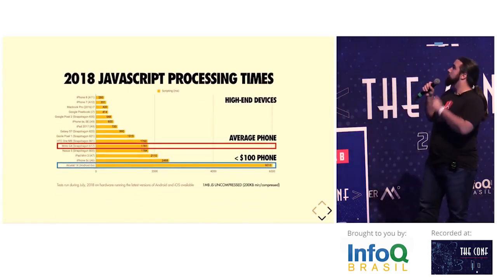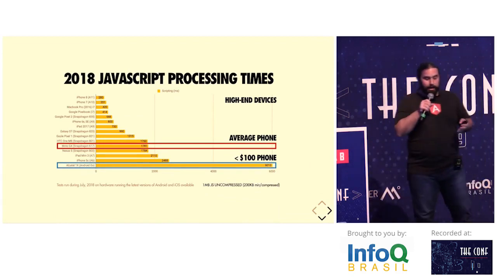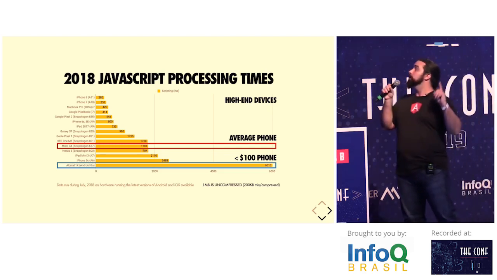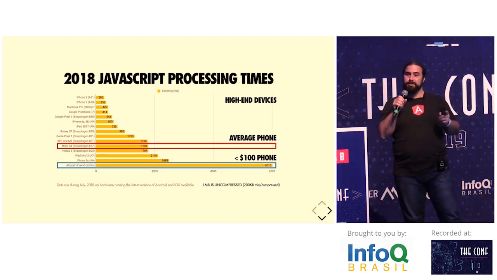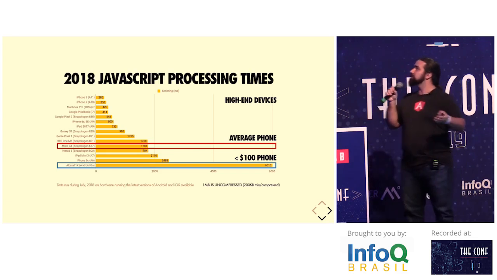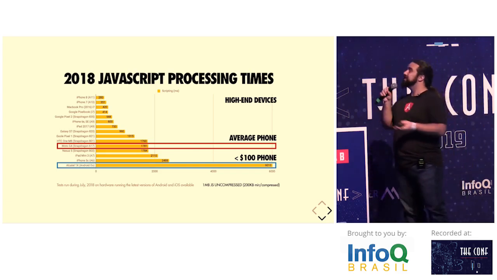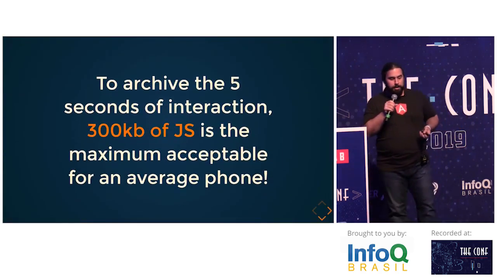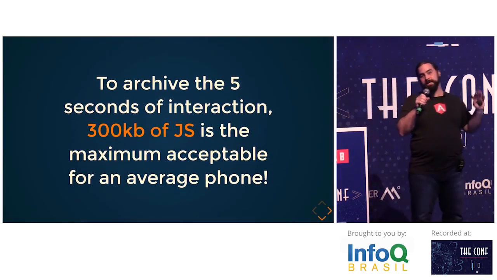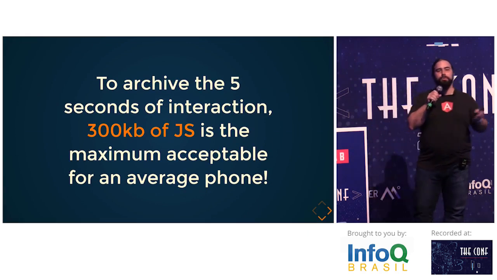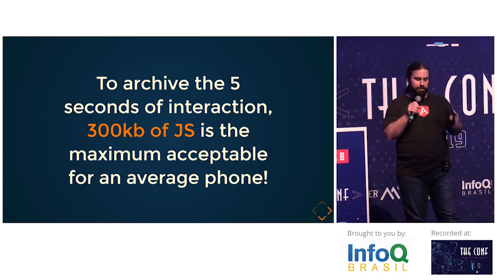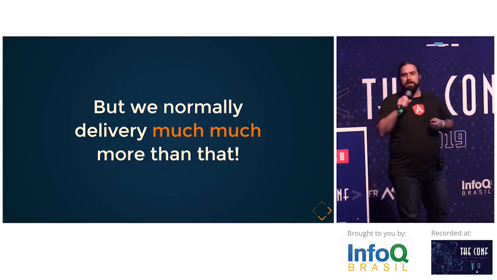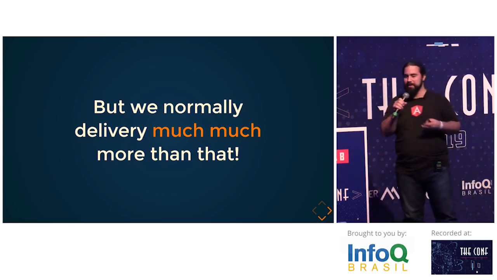There is some data from Google engineers that shows that, on average, 200 kilobytes of JavaScript takes almost 2 seconds just to parse on an average mobile phone. And on the lowest targets, it can take even 6 seconds just to parse. That's too much, just to parse, before trying to execute your page. To achieve the 5 seconds of time to interaction that we just talked about, the maximum JavaScript they normally suggest loading is 300 kilobytes. It's the maximum acceptable for an average mobile phone. But normally you deliver much more than that, even using one framework.